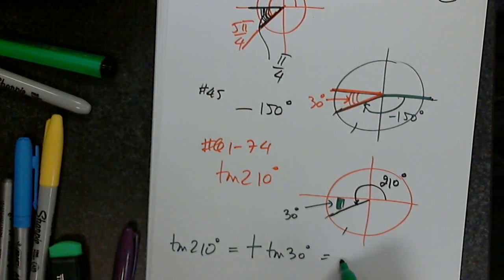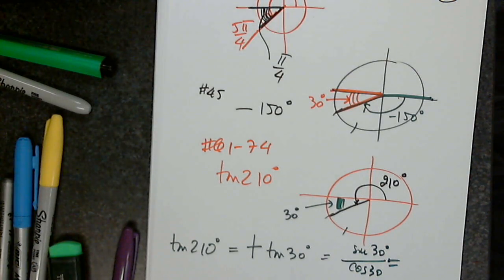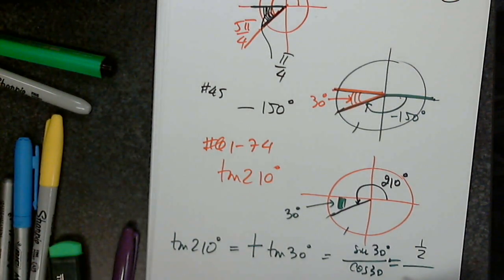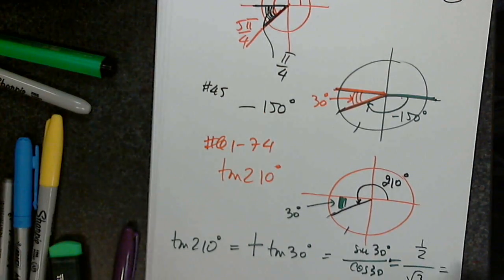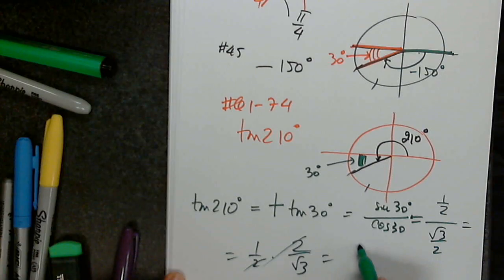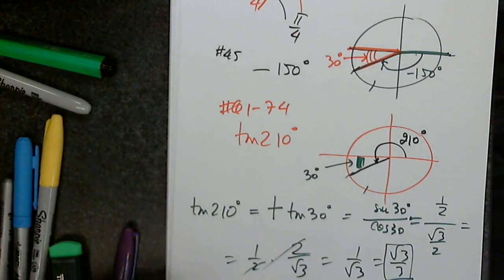Because I know that this is sine 30 over cosine 30. And sine 30 is the first one, the upper left corner, the smallest angle, the first number that we talked about. Very good. Then cosine has to be the other one, by which I mean square root of 3 over 2. So then 1 half multiplied by 2 over the square root of 3 is 1 over the square root of 3. And if I rationalize, I get the square root of 3 over 3.